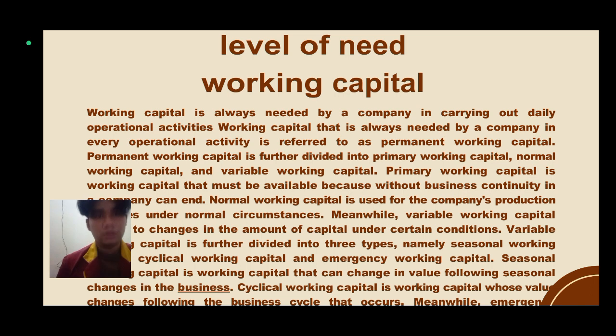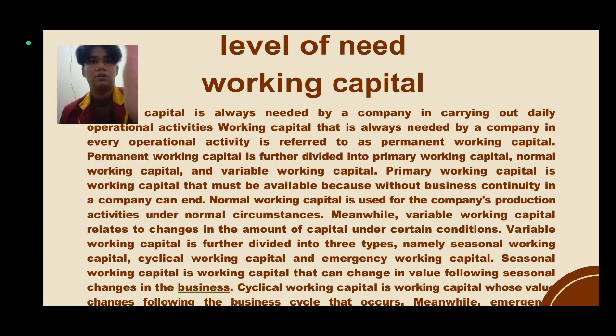Level of net working capital. Working capital is always needed by a company in carrying out daily operational activities. Working capital that is always needed by a company in every operational activity is referred to as permanent working capital. Permanent working capital is further divided into primary working capital, normal working capital, and variable working capital. Primary working capital is working capital that must be available because without it business continuity in a company can end. Normal working capital is used for the company's production activities under normal circumstances.